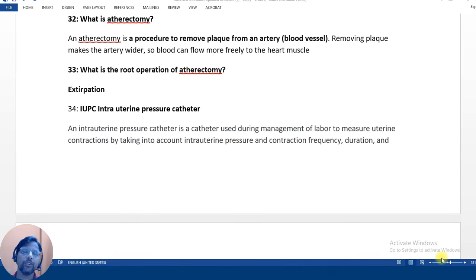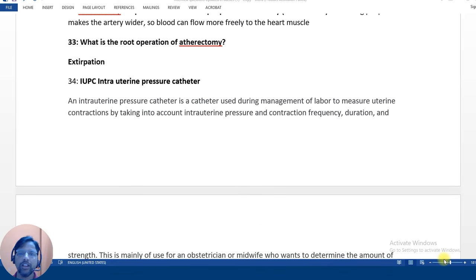What is atherectomy? So basically ectomy means removal. So atherectomy means a procedure to remove plaque from an artery. Most of the time you will see atherectomy in the arteries. What is the root operation for atherectomy? The root operation for atherectomy is extirpation.